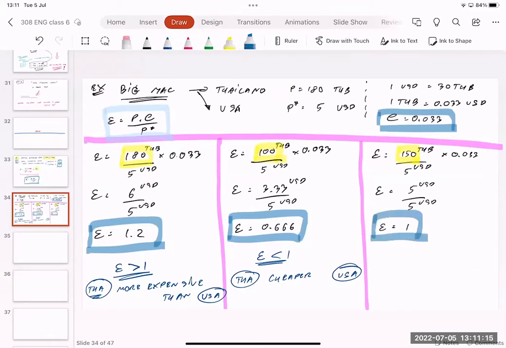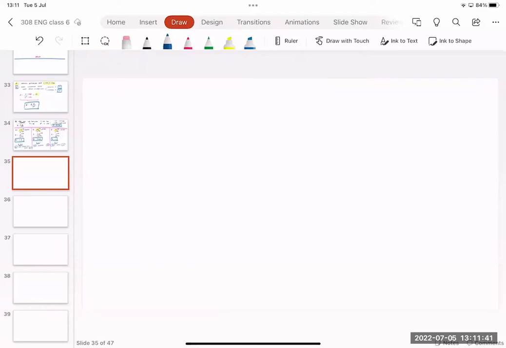You see that? So every time the real exchange rate equals 1, it means that the price in Thailand and the price in USA are going to be the same price. Okay, so far so good. So this is the meaning of the real exchange rate. Let me give you a conclusion.